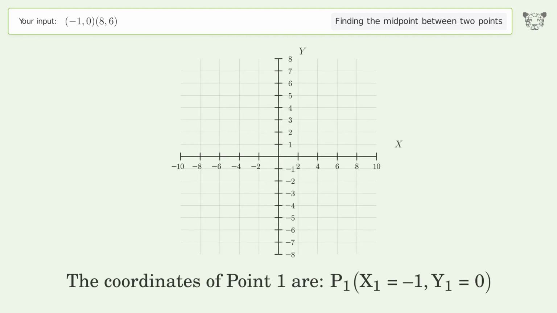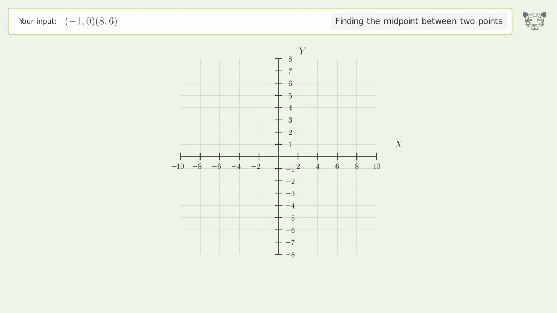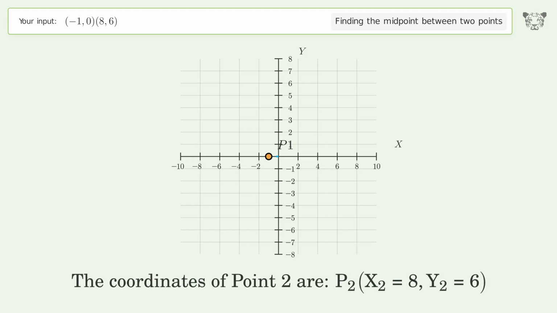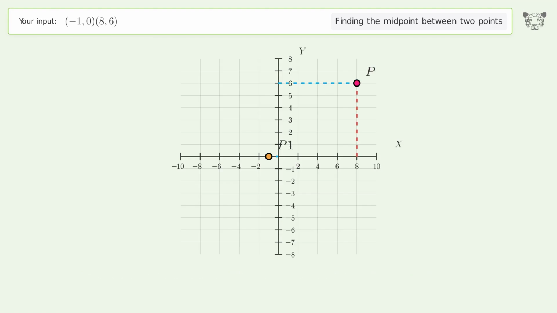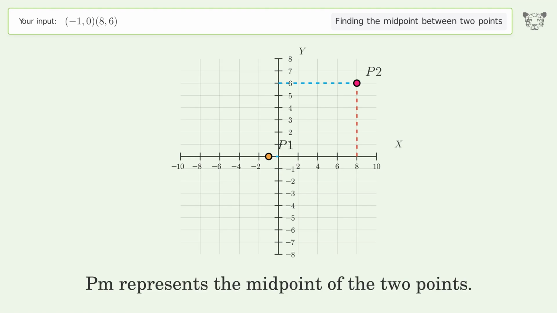The coordinates of point 1 are x1 equals -1, y1 equals 0. The coordinates of point 2 are x2 equals 8, y2 equals 6. PM represents the midpoint of the 2 points.